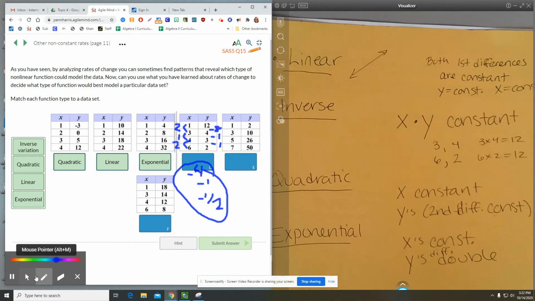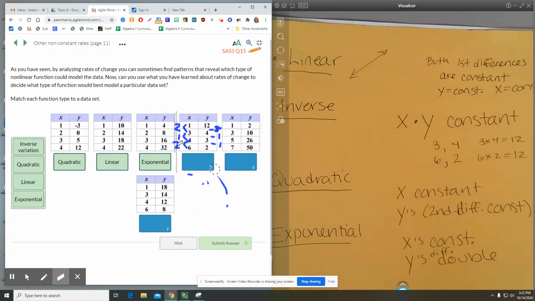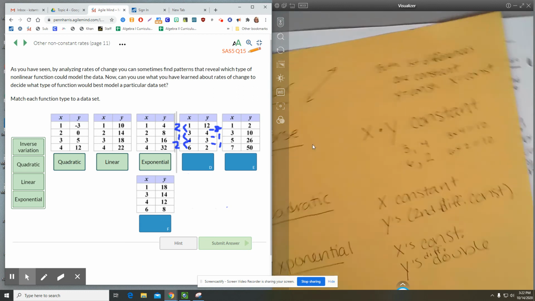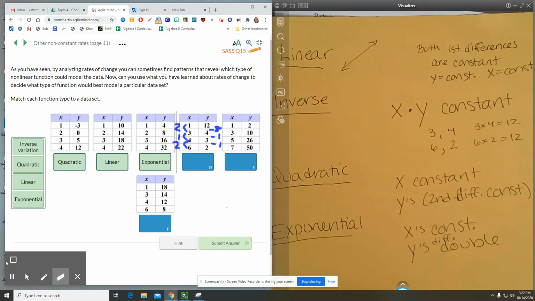So the last thing that we could possibly check is for the inverse, okay? For the inverse, if you guys look over here, we say that x times y is constant. So let's see if my x times y is constant. On this first one, 1 times 12 is 12. 3 times 4 is 12. 4 times 3 is 12. And 6 times 2 is 12. There we go. My product is constant. So we are going to call this an inverse.